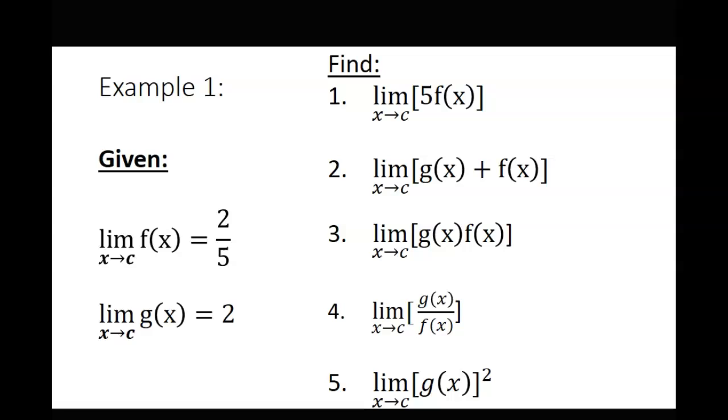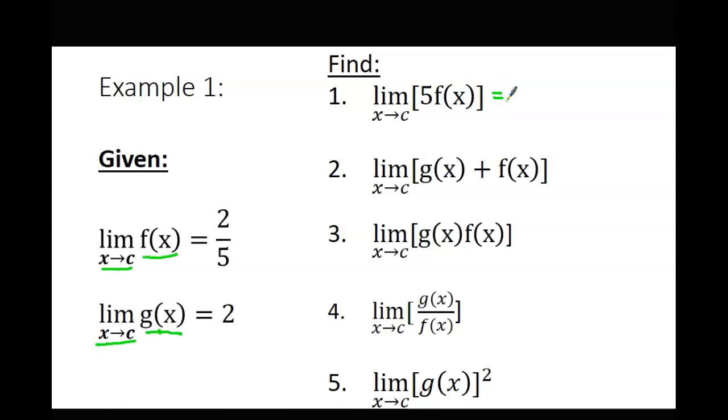We have two functions that we don't even know what they are. We know that there's a function called f, and a function called g. For both of these functions we're having x approach c. As x approaches c for the f function, we're approaching a y value of 2/5. As x approaches c for the g function, the y value is approaching 2. So we have two different limits here, and our job is to figure out what these limits would be over here.